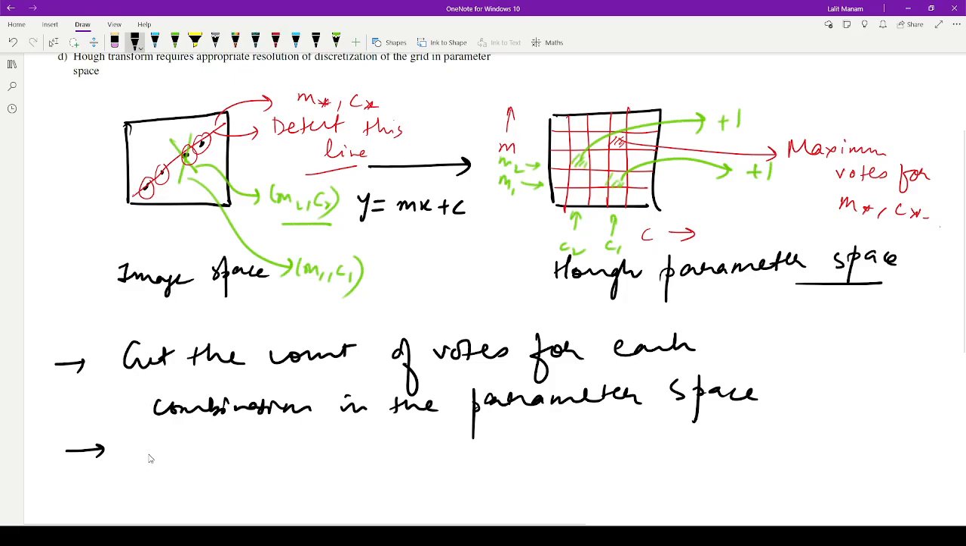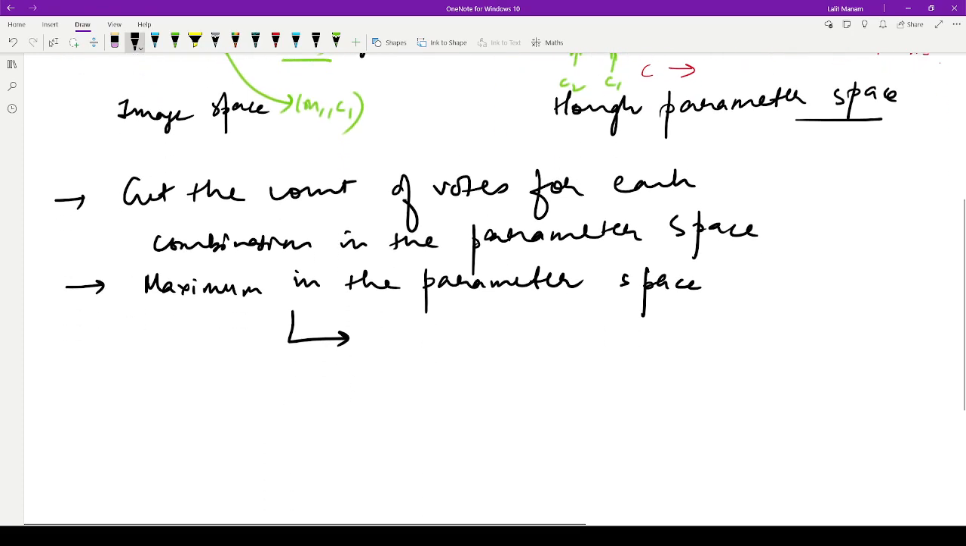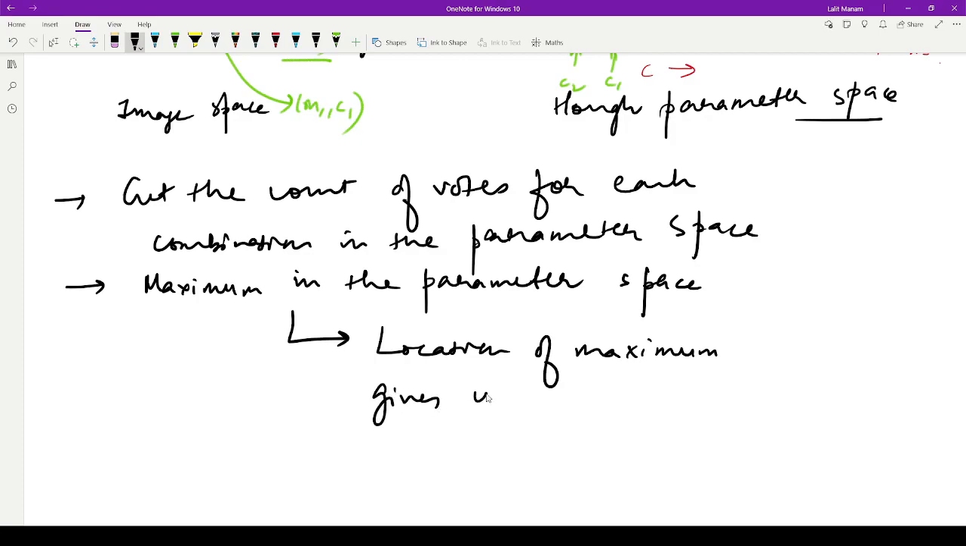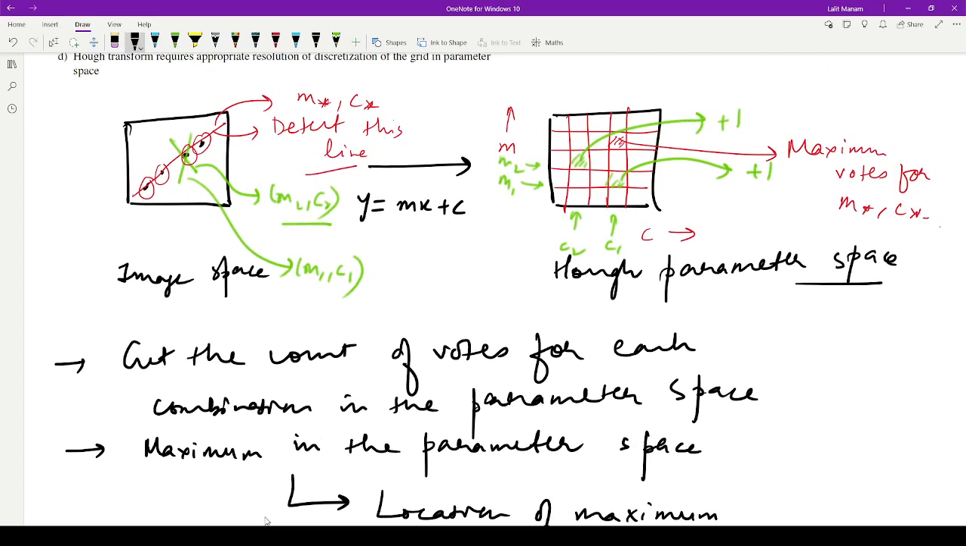So what does this mean? We need to find the maximum in the parameter space. The location of the maximum gives us what? Gives us the parameters. Is it clear what Hough transform does? Yes, sir. Are you sure?